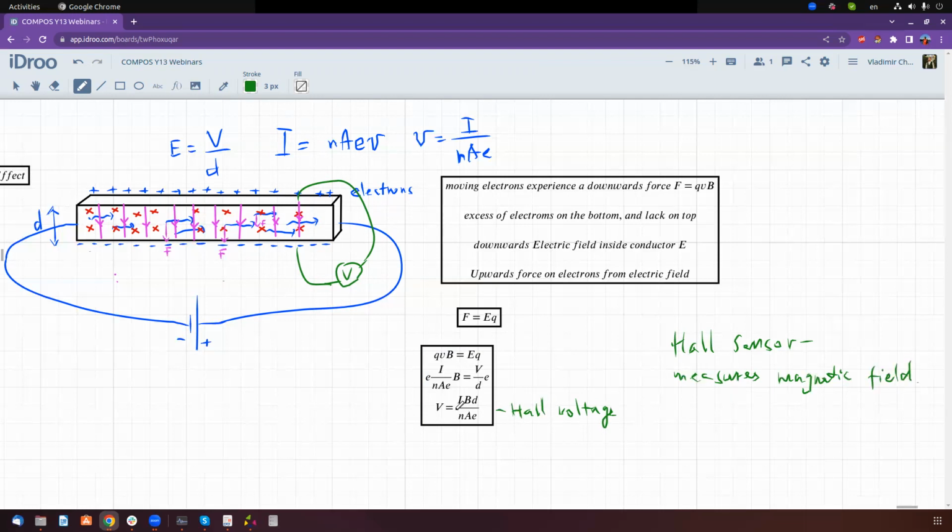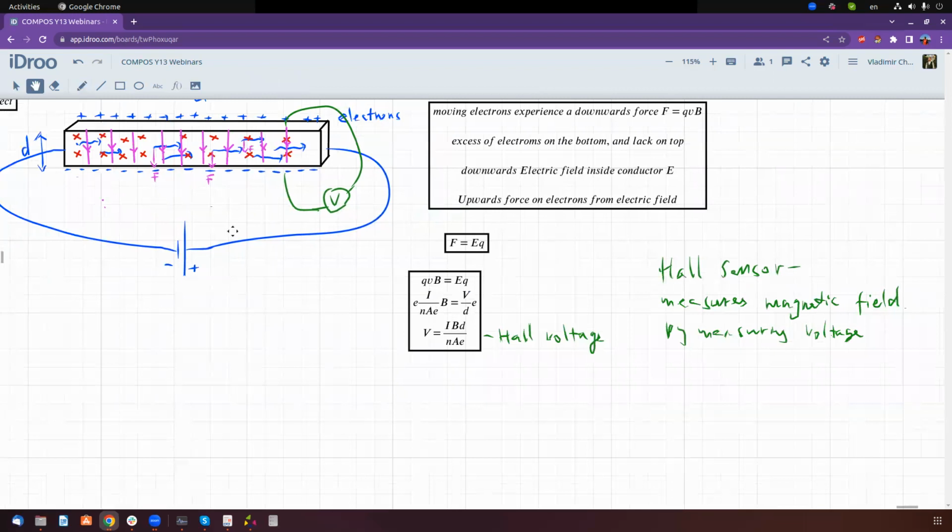So how does it do that? Well, we measure the voltage between the top and bottom, which is caused by the magnetic field pushing the electrons down. There's a disbalance between electrons and protons on top and bottom. So we have a negative charge on the bottom, positive on top, and we can work out the magnetic field from here. Does that make sense?